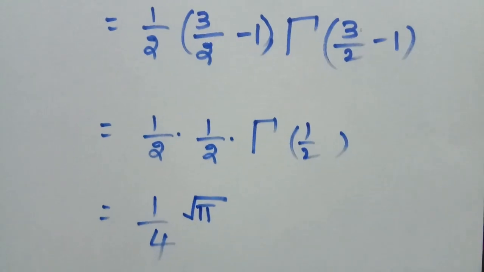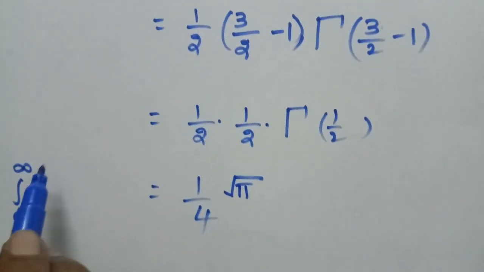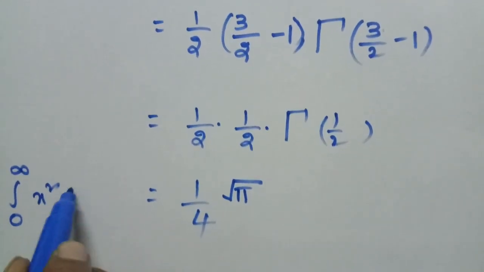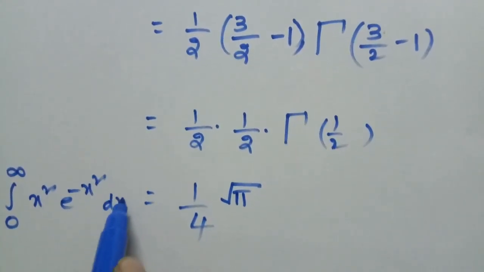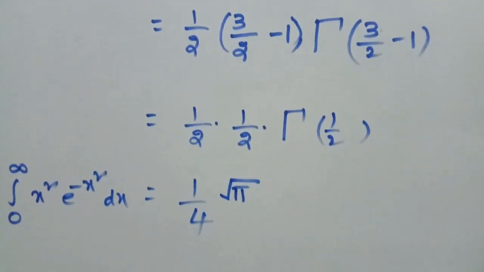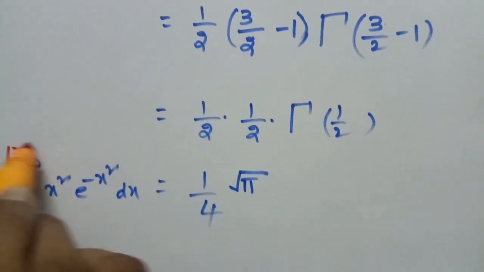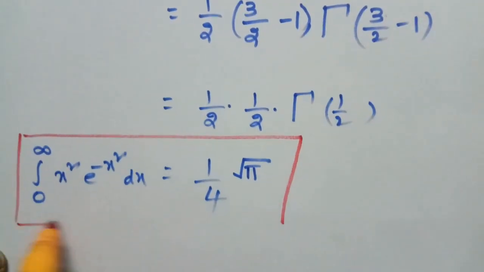So therefore, integration 0 to infinity x square into e power minus x square dx, this integration value becomes square root of pi by 4.